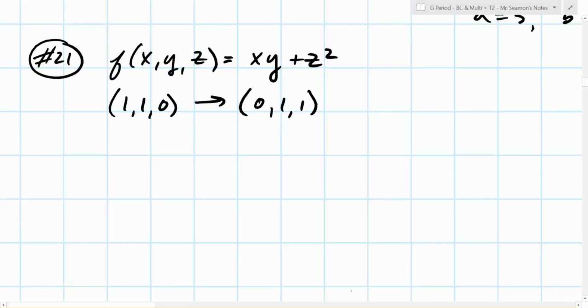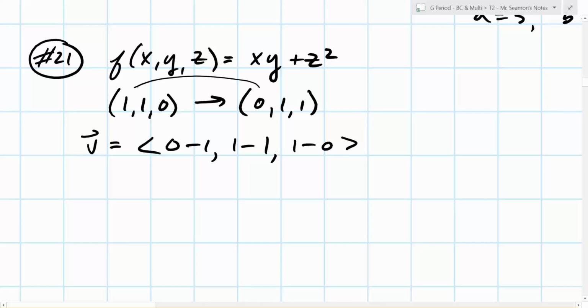So that's the direction you're going in. What's the first thing you need to figure out? The actual direction you're going, right? So what's that direction going to be? 0 minus 1, comma, 1 minus 1, comma, 1 minus 0. What did I do there? I just subtracted, I paired up the terms. You have to figure out what the directional vector is, right? So what's v going to be equal to? What direction are we going in? Negative 1, 0, and 1. That's the direction we're going in, right?